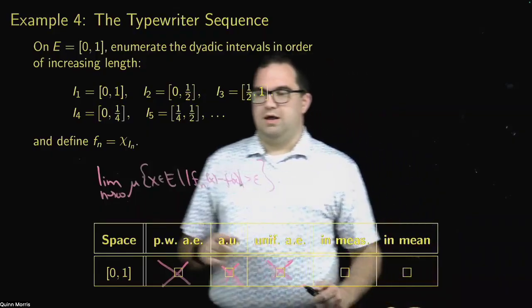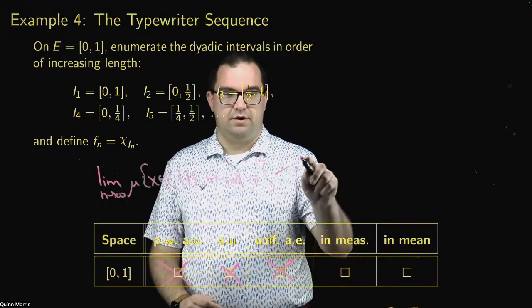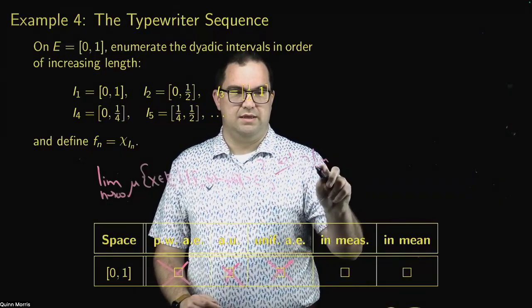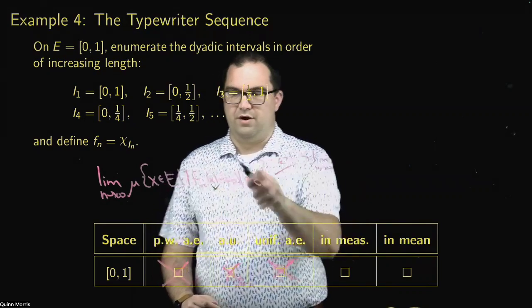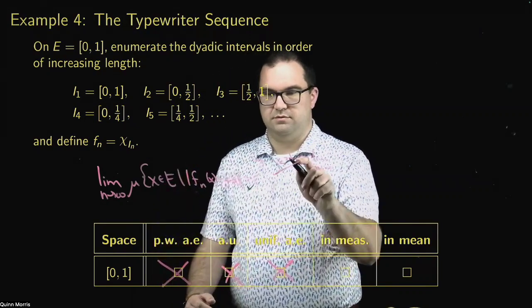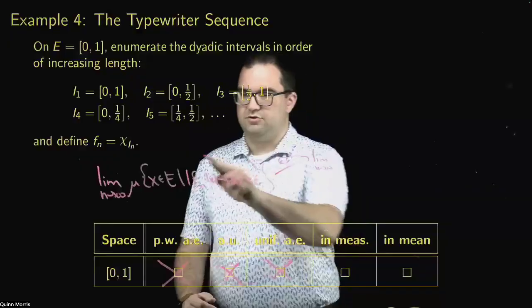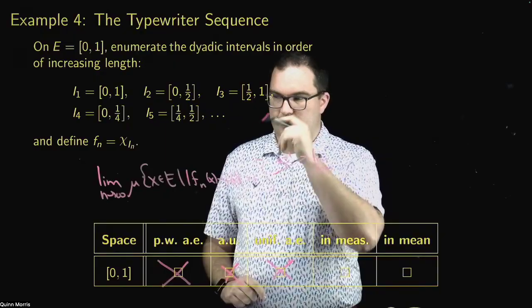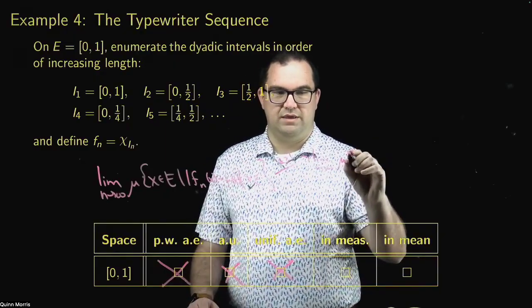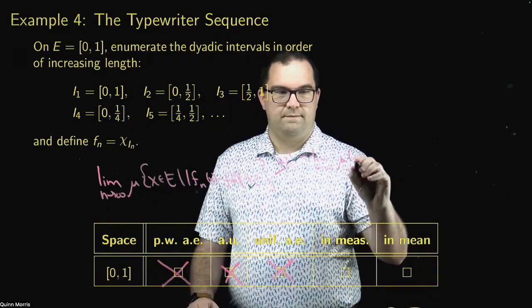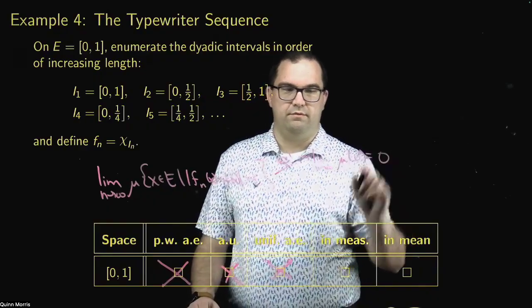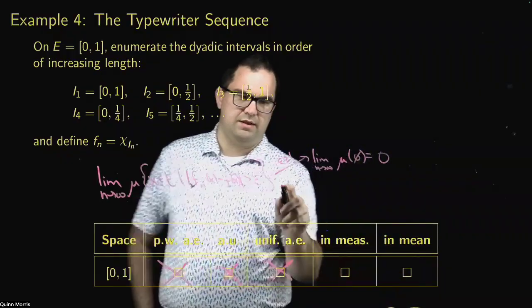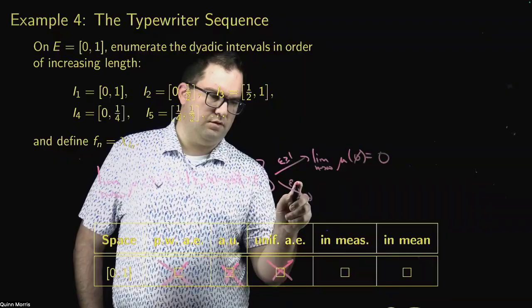So if epsilon is greater than or equal to 1, there's nowhere where this differs by more than 1, so this is just the measure of the empty set, which is, of course, 0. Okay, so we're good if epsilon is greater than or equal to 1. What if epsilon is less than 1, though?